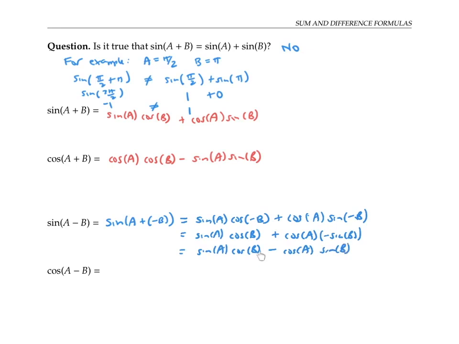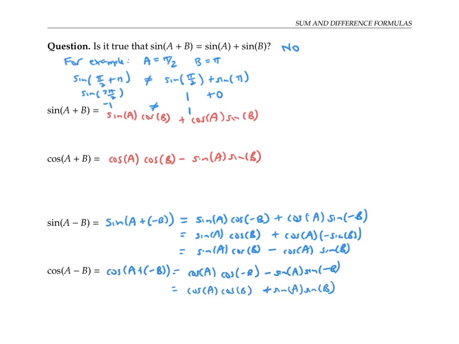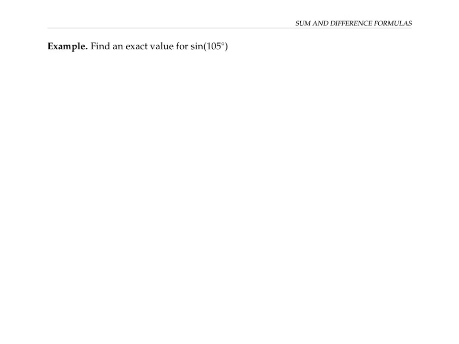Notice that this new formula for the difference is the same as the formula for the sum, it's just that plus sign turned into a minus sign. We can do the same trick for cosine of A minus B. That's cosine of A plus minus B, which is cosine A, cosine minus B, minus sine of A, sine of negative B. Again, using even and odd properties, this gives us cosine A, cosine B, plus sine A, sine B. Once again, the formula for the difference is almost exactly like the formula for the sum, just that minus sign has switched to a plus sign. Now let's use the angle sum formula to find the exact value for the sine of 105 degrees.